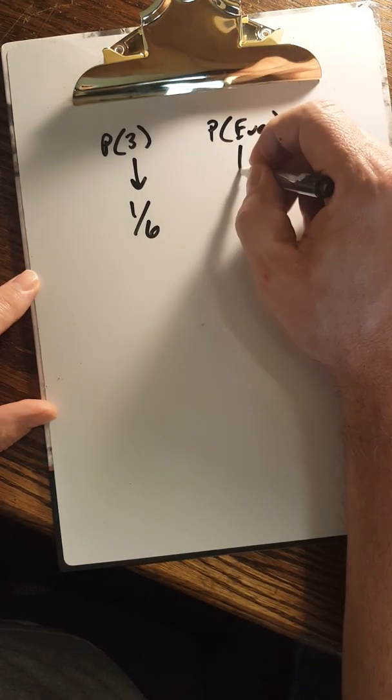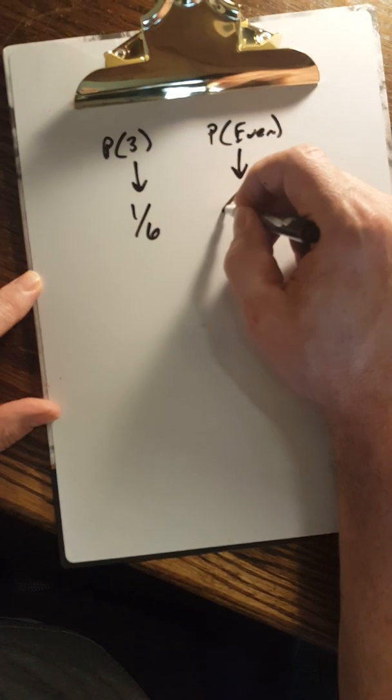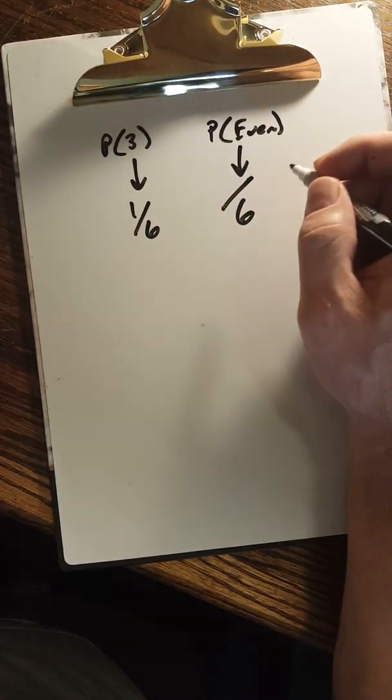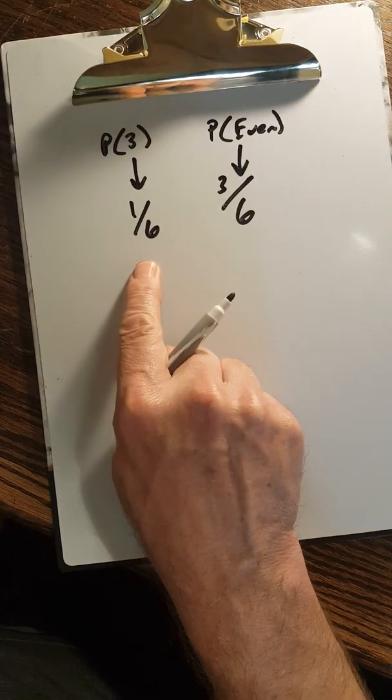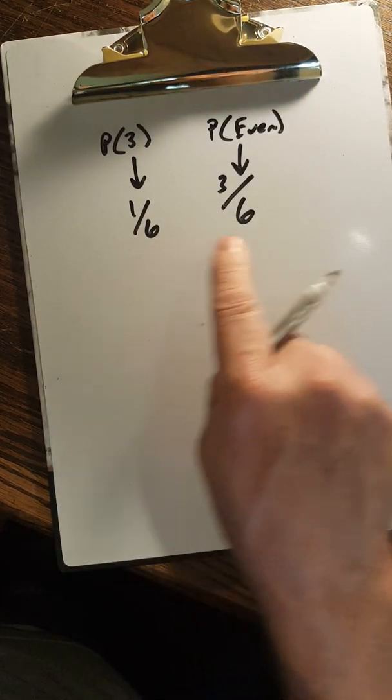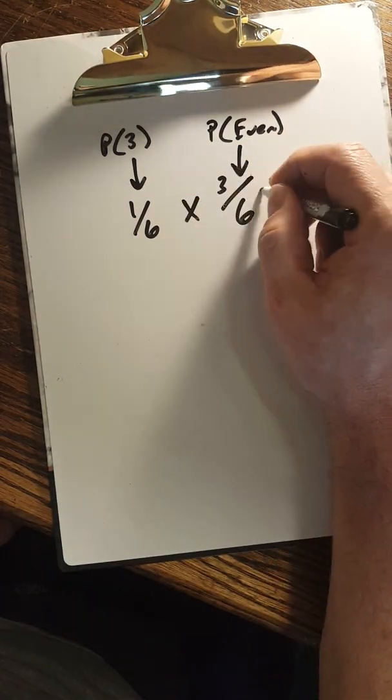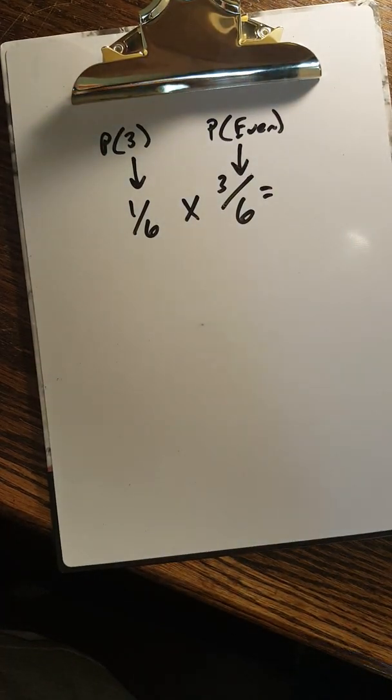Now, the probability of getting an even number: there are 6 faces, and only 3 of those are even, 2, 4, and 6. Probability of rolling a 3 is 1 out of 6. Probability of getting even is 3 out of 6. And as I said, you multiply the two probabilities together if they're independent.